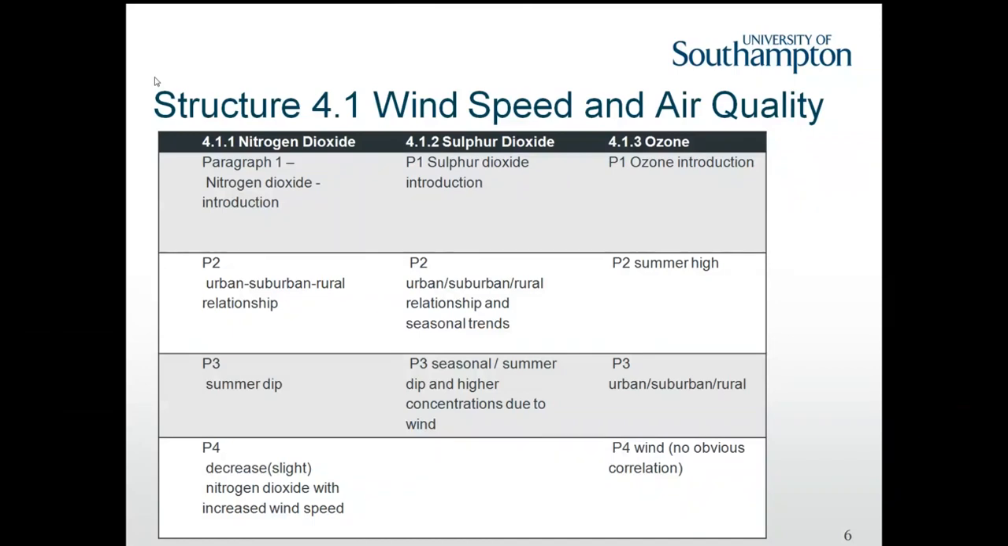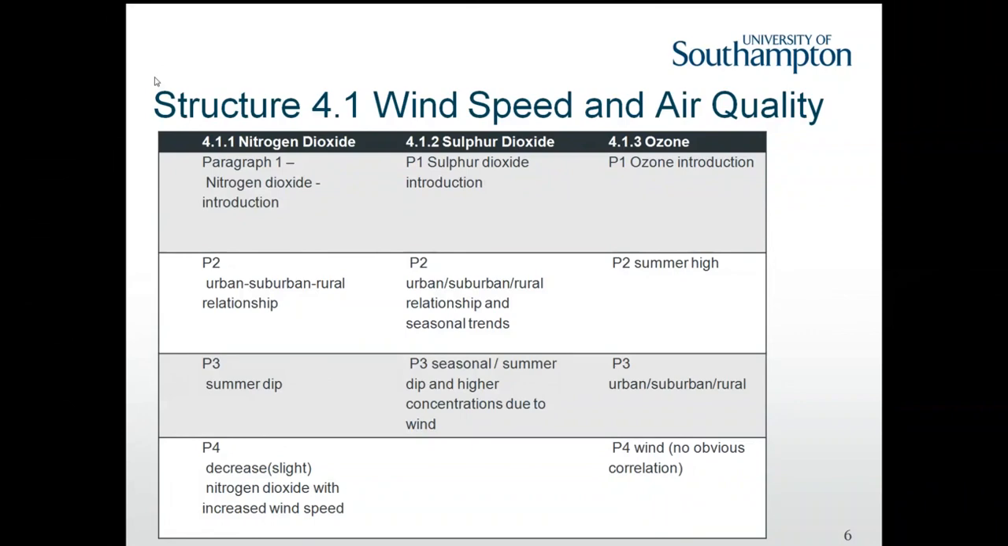Then we move on to sulfur dioxide, and again the first paragraph is an introduction to sulfur dioxide. Then the second one talks about that urban-suburban-rural relationship again, saying again the elevation when it's in urban areas and the lower levels in rural areas, and also talking about seasonal trends. In paragraph 3, we look at seasonal trends as well as that there are higher concentrations due to the wind.